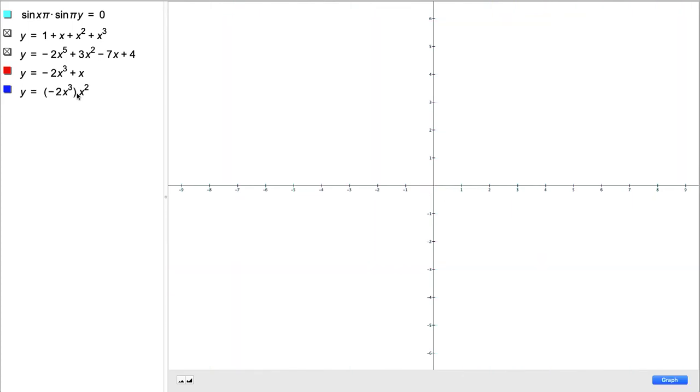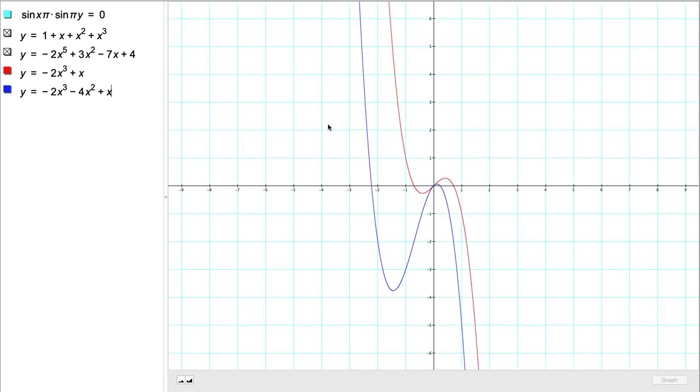Maybe if I made this minus, it doesn't like that, minus 4x squared plus x, let's do something like that, we get a very different shape behavior. But that's only when we are zoomed in, when we're looking locally. We have different x-intercepts, we have different turning points, we have different y-intercept, perhaps, maybe not in this case.